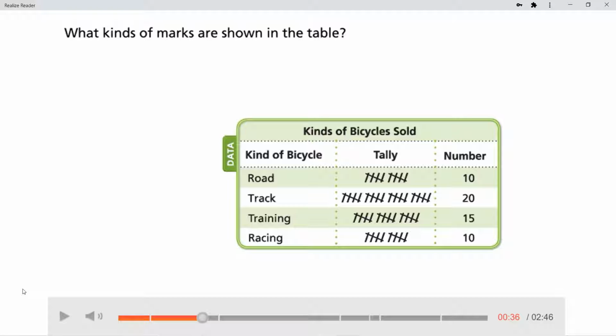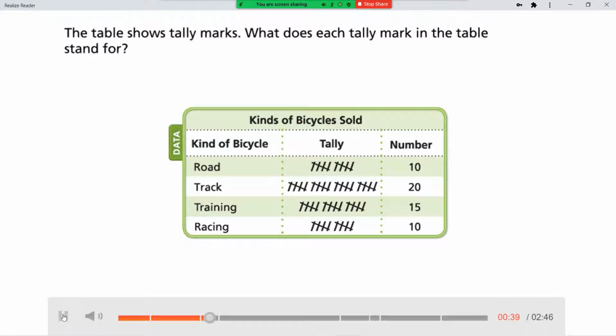Now here in the question, it's asking us what kind of marks are being shown. So over here, we can see that the kind of marks that we're using are tally marks. Remember, these are groups of 5. So you have 4 lines up and down and then 1 across to make groups of 5 so that it's easy to skip count when you're looking at tally marks.